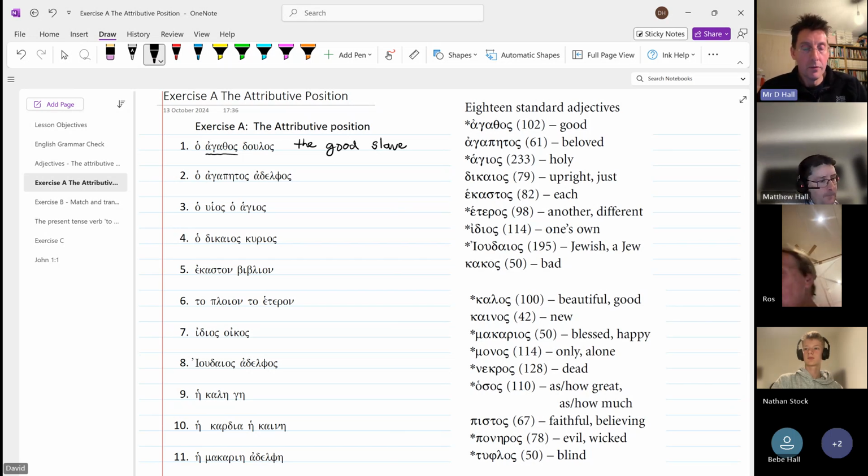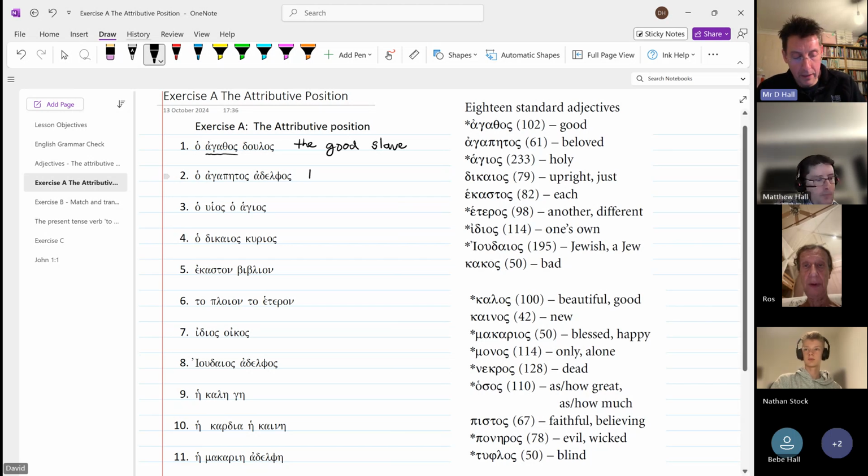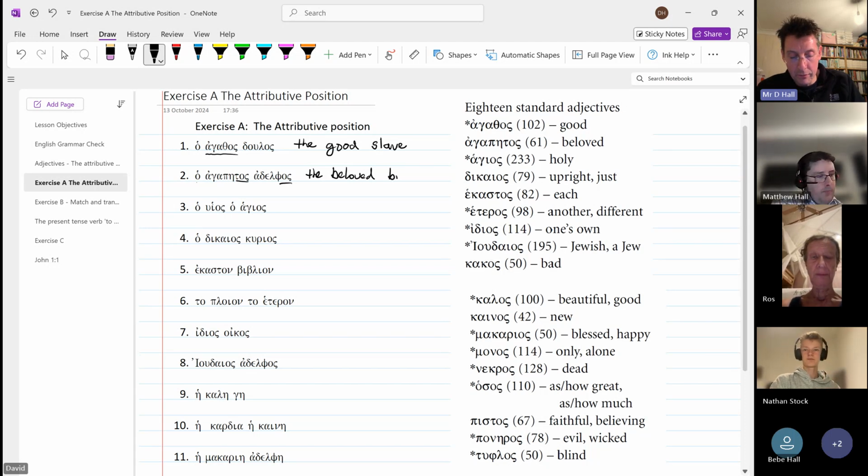Number 2, we've got ho agapetos adelphos. So agapetos is the word for beloved. So we have the beloved, and then adelphos. Again, we're talking masculine. We've still got the same ending, as you can see. So adelphos is brother, so the beloved brother.